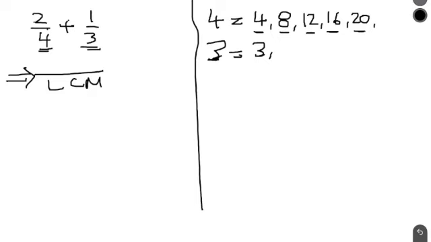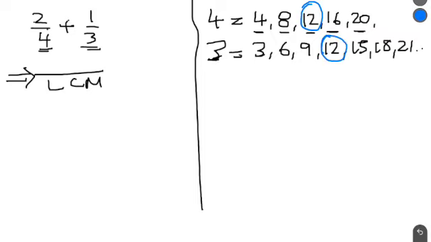3 times 1 is 3, 3 times 2 is 6, 9, 12, 15, 18, 21, and so forth. So once we've found all the multiples of 3 and 4, we then want to circle or identify all the common ones. And in this list, we can see that the common one is 12. I guarantee that there will be others if we had kept on expanding our multiples list of 3 and 4.